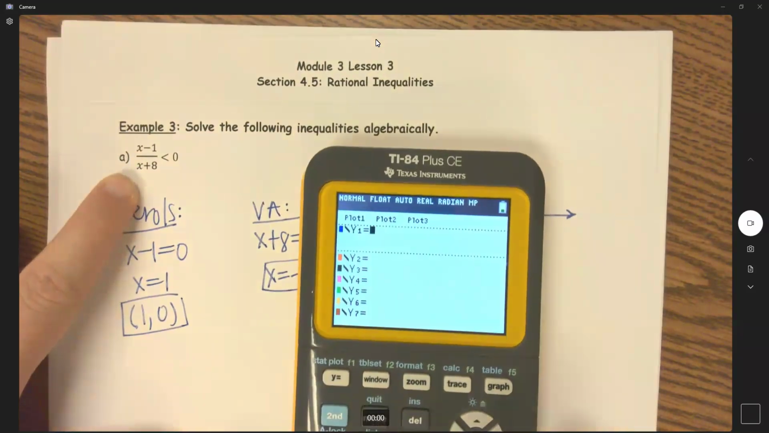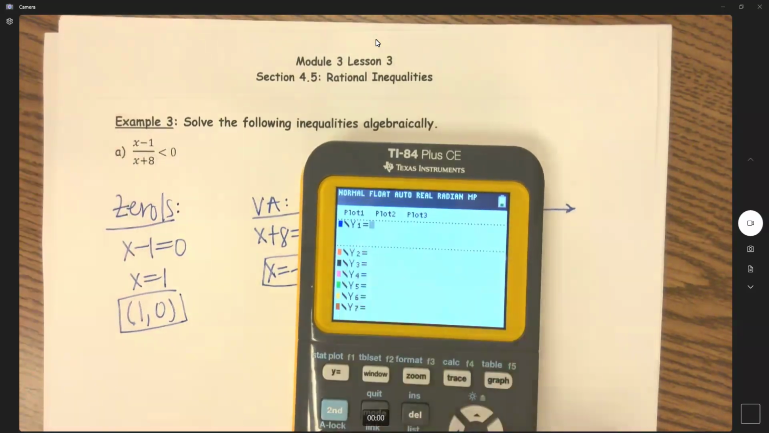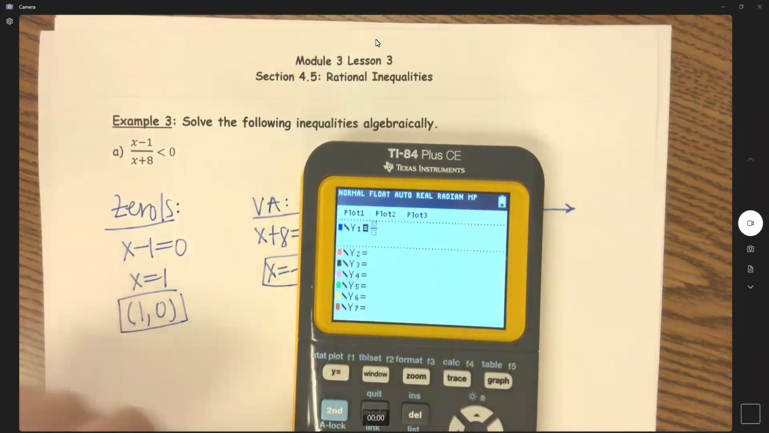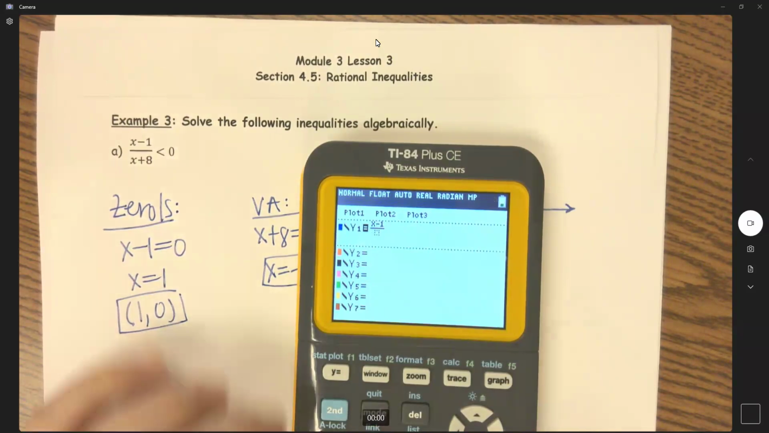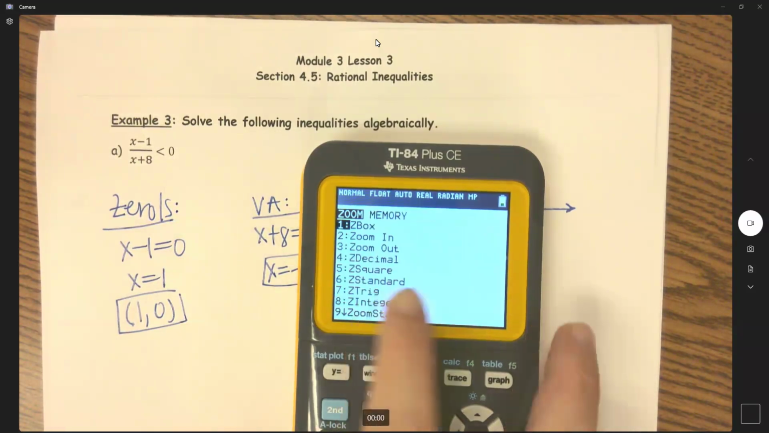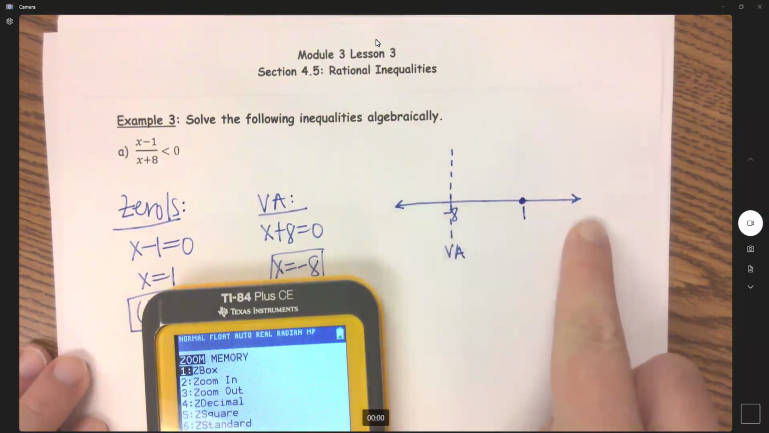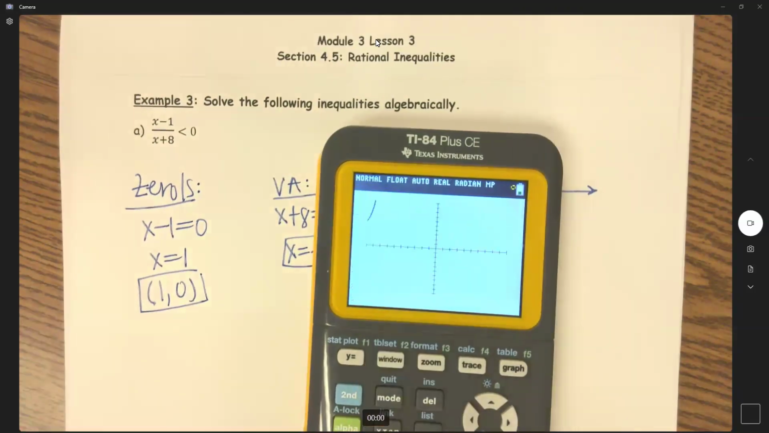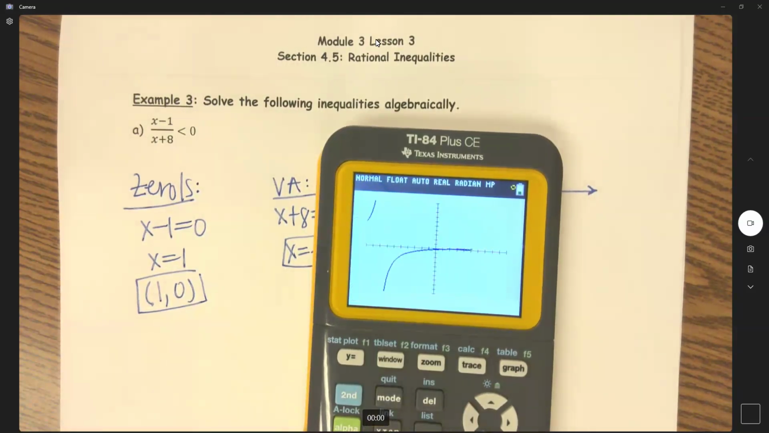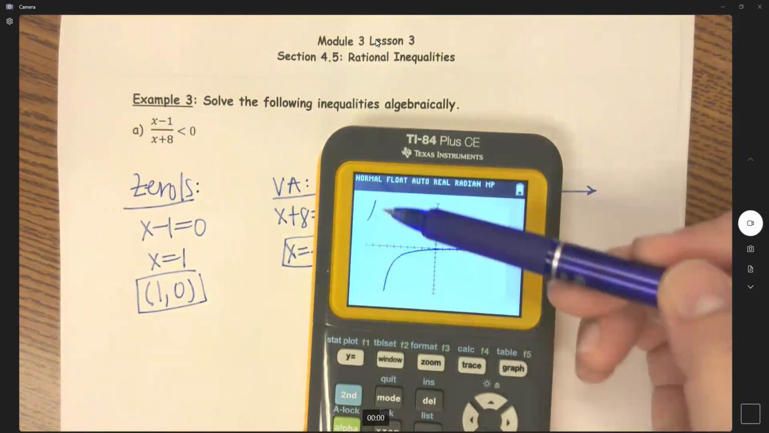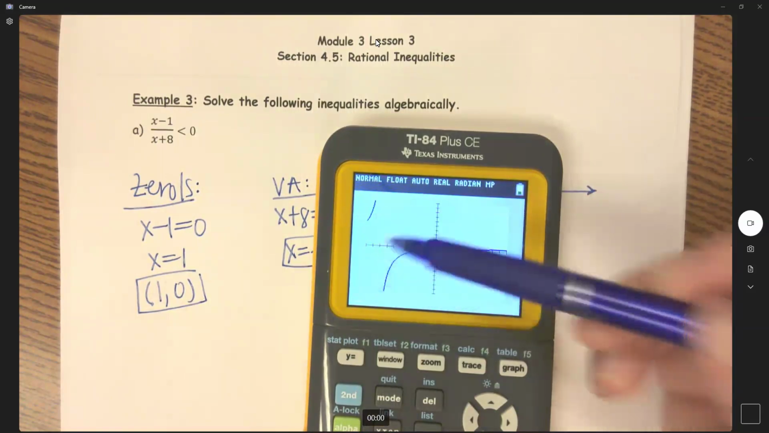Now I'm going to put my rational function in Y1. So I'm going to go alpha, Y equals, to get that n over d. And I have x minus 1 on the top and x plus 8 in the bottom. And I'm going to go Zoom 6 to see my standard, because I know it's all between -10 and 10. So Zoom Standard should fit. And here is my graph. So again, you can't see those vertical asymptotes, but that's why this is going down and this is going up. There's my vertical asymptote right there at x equals -8.